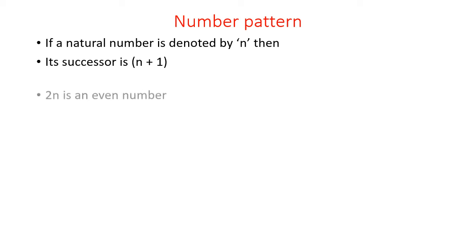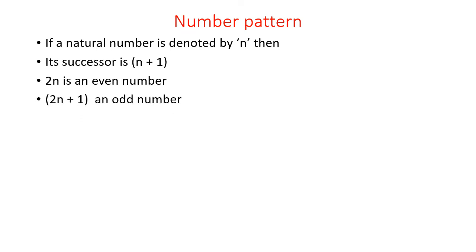Then next one, even numbers. All even numbers we will write as 2n. 2 is an even number, so if you multiply any number with 2, definitely we will get an even number. So 2n is an even number. Odd numbers, how can we write odd numbers? That is 2n plus 1. If you add 1 to any even number, definitely we will get an odd number. These are some of the general terms, that's all.